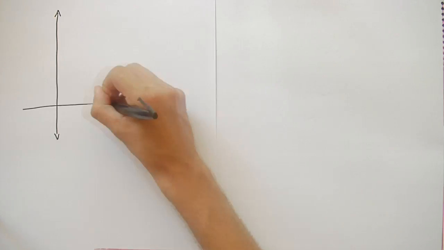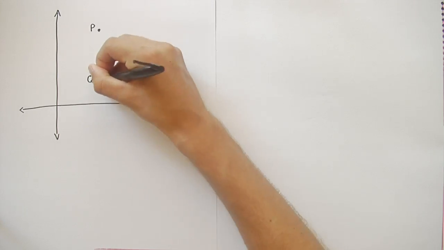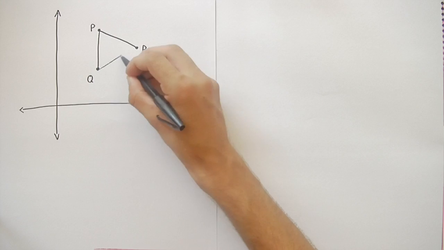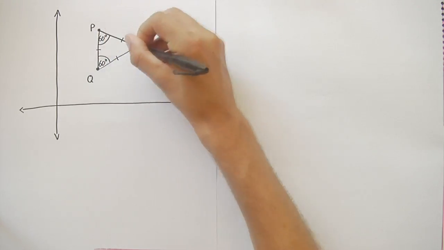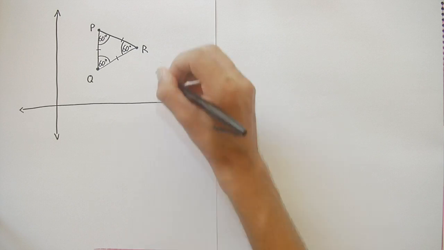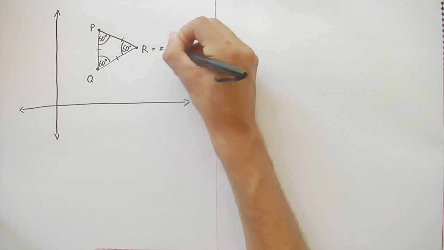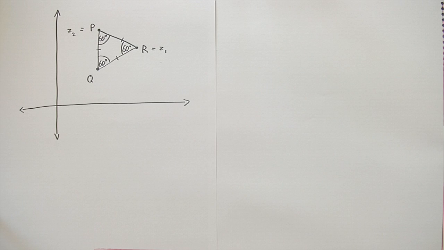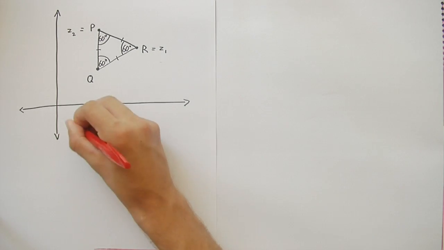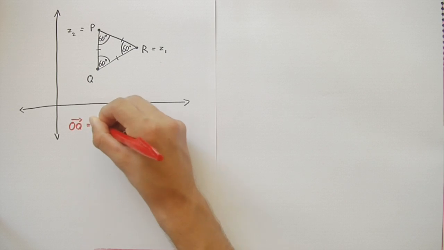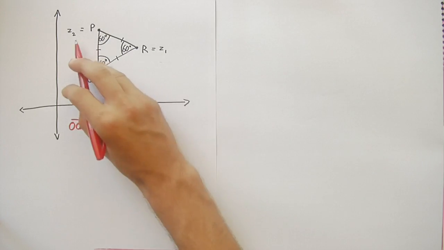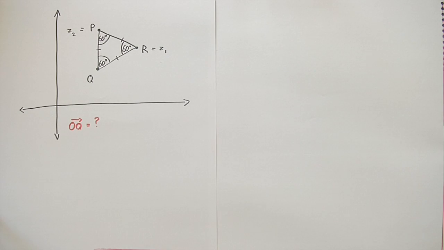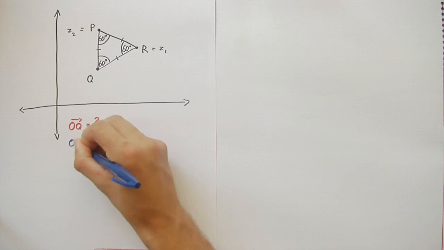Suppose in our complex plane we have 3 points P, Q and R, which together form an equilateral triangle like so. Now let the point R correspond to the complex number z1, and the point P correspond to the complex number z2. Now the question is, what is O going to Q in terms of z1 and z2? Okay, well let's start with O going to Q. O going to Q simply means we start at O and we finish at Q.